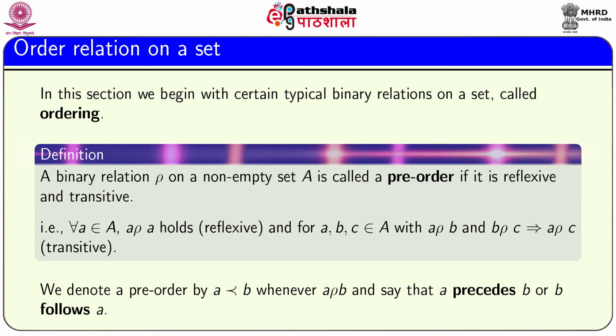A binary relation rho on a non-empty set A is called a pre-order if it is reflexive and transitive. That is, for all a belonging to the set A, a is related to a, and for any a, b, c belonging to A, with a related to b and b related to c implies a related to c. We denote a pre-order by a ≲ b whenever a is related to b, and say that a precedes b or b follows a.